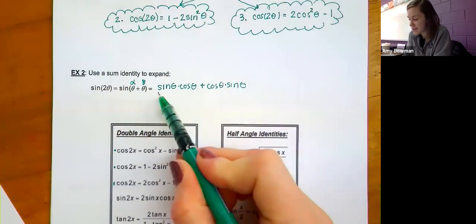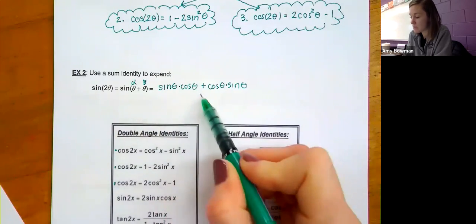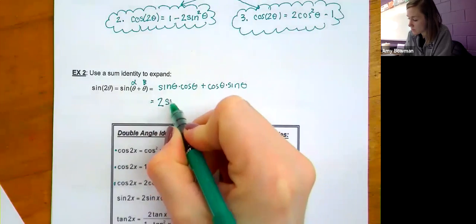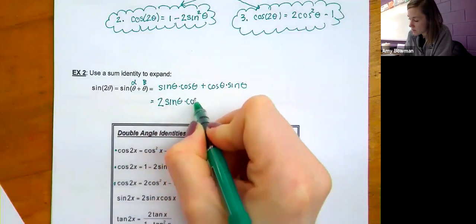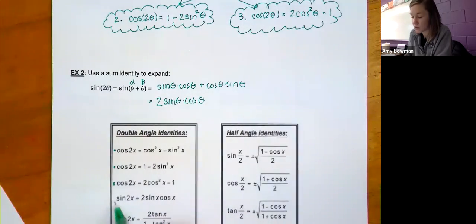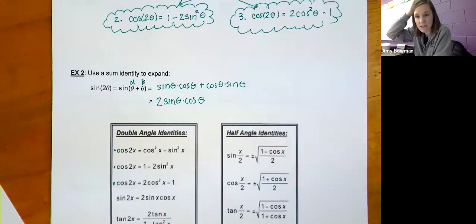And then if you really think about this, this is just the same thing. Sine times cosine plus cosine times sine. That's just two of those, sine theta cos theta. So that is where this sine 2x comes from, 2 sine of x times cosine of x, directly from our sum and difference identities.